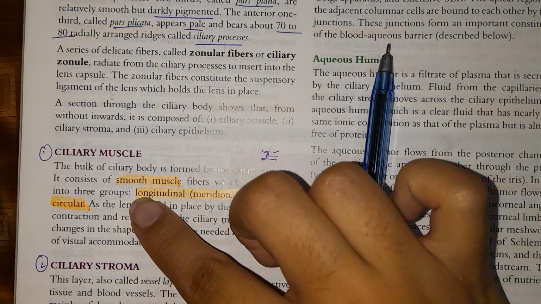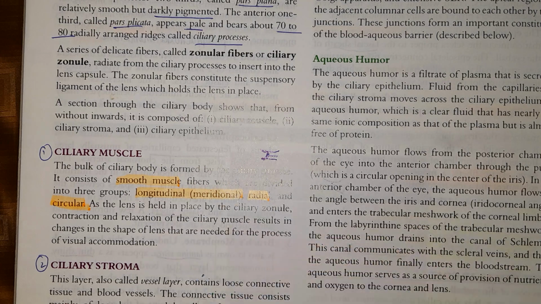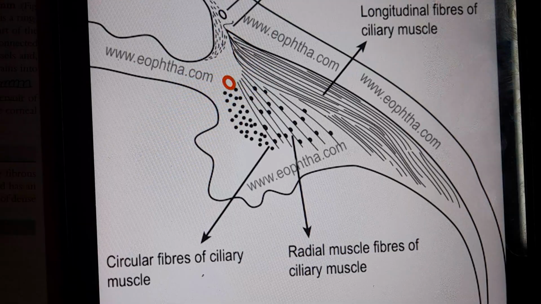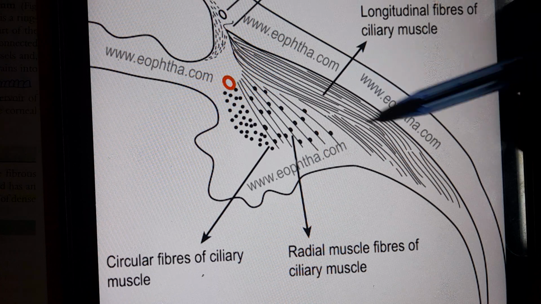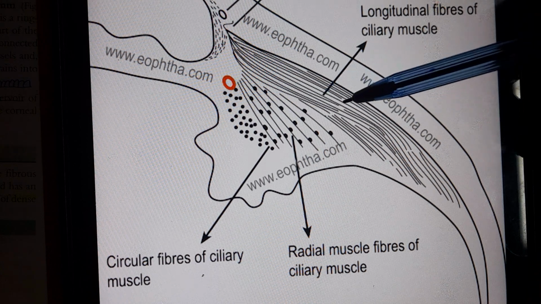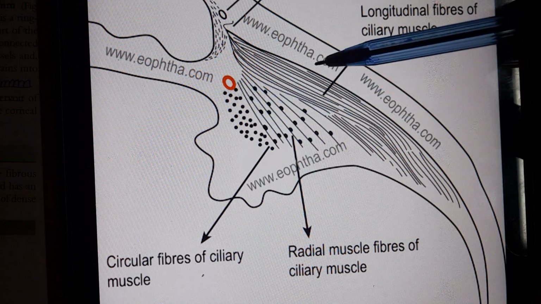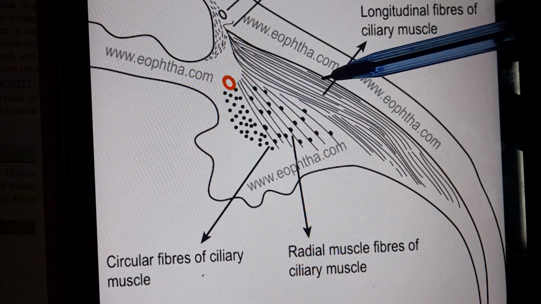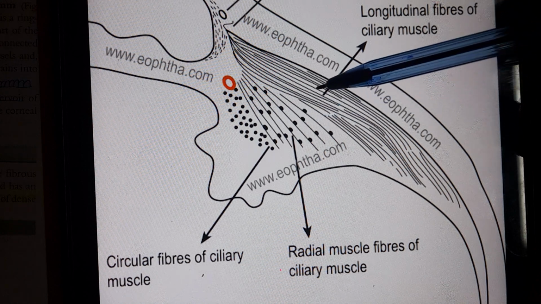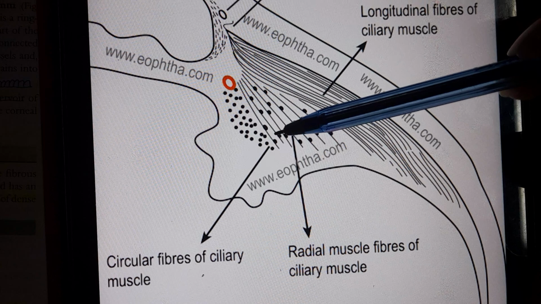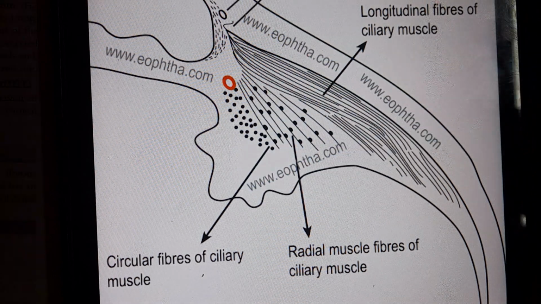And now we will see the three different types of muscles: the longitudinal arrangement, the radial, and the circular arrangement of ciliary muscles. If we have a look at this diagram, we can clearly see these longitudinal fibers, which are also known as meridional fibers, then these radial fibers, and then these circular fibers. So externally we have the longitudinal or meridional, then the radial, and then the circular fibers of the ciliary body. And then we have the ciliary processes that are radiating outwards.